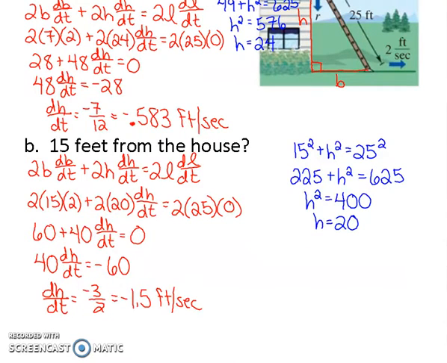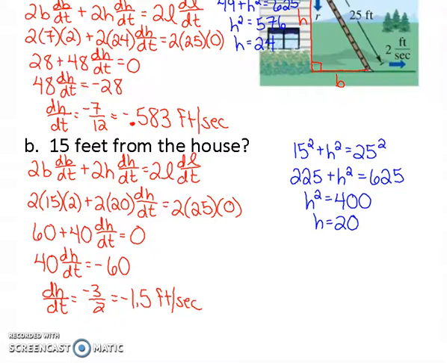Over on the right-hand side in blue is where I've solved for h, now that b is 15. And then on the left-hand side, I continue to use that same 2b dB dt plus 2h dH dt equals 2l dL dt, substituted in my new values and solved, and I got negative 1.5 feet per second.